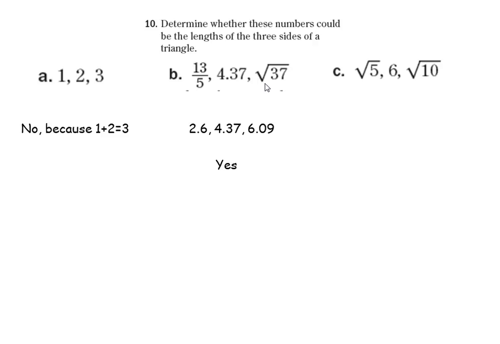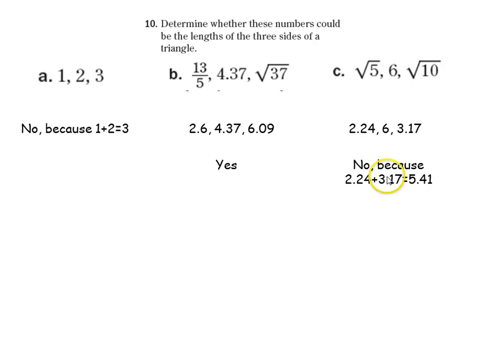C, we have square root of 5, 6, and the square root of 10. So I'm going to evaluate these again for decimals. And once again, I'm rounding all these up. So the square root of 5 is 2.24, and then the square root of 10 is 3.17. And these will not work. And the reason why is because 2.24 plus 3.17 is equal to 5.41, which is not bigger than 6. And I even rounded those up, too, so it's not even close. So these three sides cannot make a triangle because of this violation here.